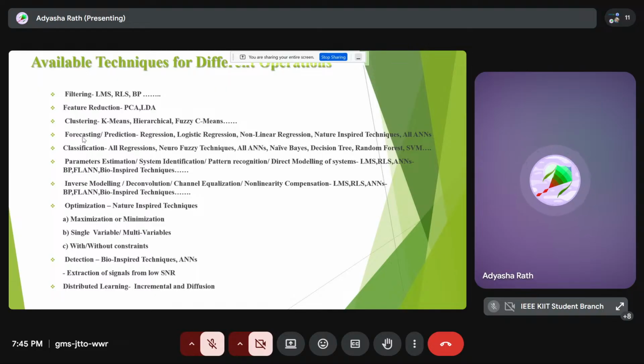Parameter estimations are also LMS, RLS, ANN, FLANN, functional link artificial neural network, inverse modeling. Then in optimization, most of the time we will be using bio-inspired techniques, nature-inspired techniques, or evolutionary computation techniques. For detection also we can use bio-inspired techniques or ANN. Then distributed learning is of two types, incremental as well as diffusion.